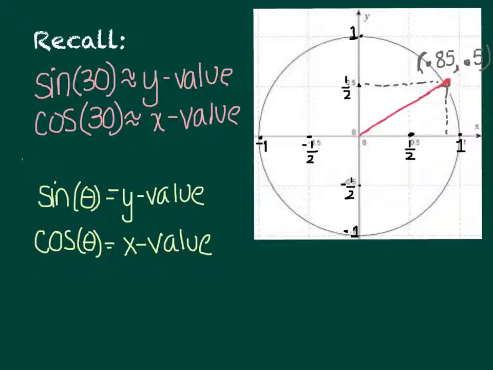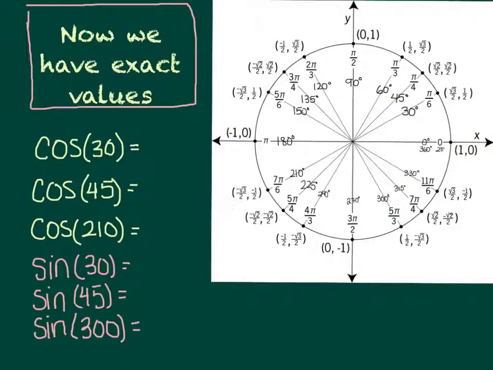This works for any angle. The sine is always the same as the y value, and the cosine is always the same as the x value on the unit circle. Now, instead of approximating, we can use the exact values we found in class to find the exact value of sine and cosine of angles on the unit circle.